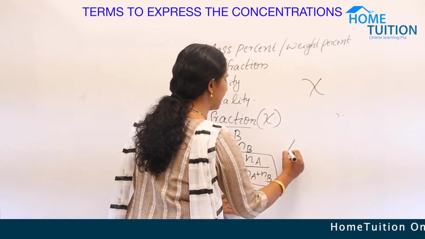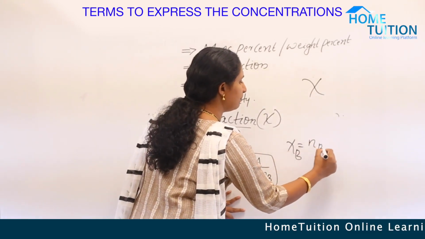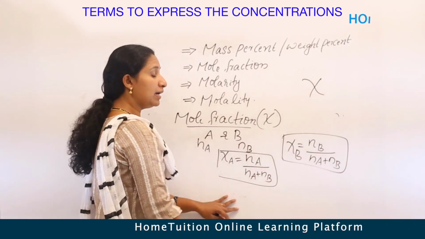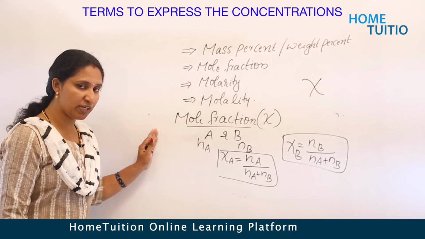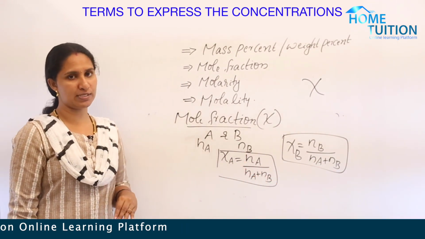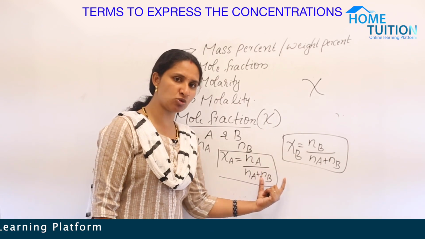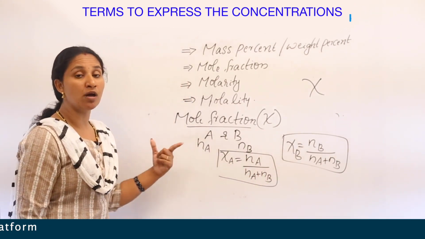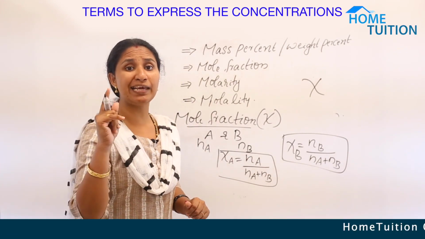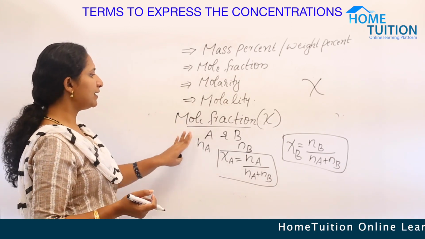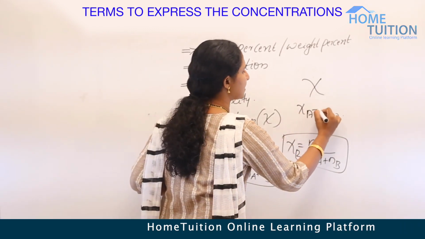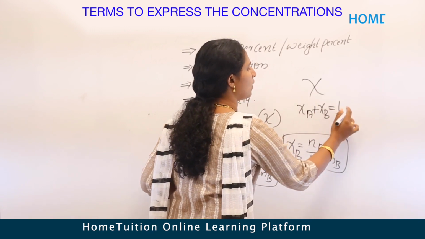Then also we can find chi B. Chi B is equal to Nb divided by Na plus Nb. So we can say the mole fraction is the ratio between the number of moles of a particular component to the total number of moles. That is called mole fraction. And the sum of mole fraction of all components in a solution is numerically equal to 1. That means here two components are there, chi A and chi B, and the sum of mole fraction we can write like this, chi A plus chi B equal to 1.